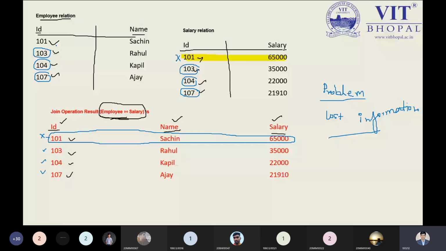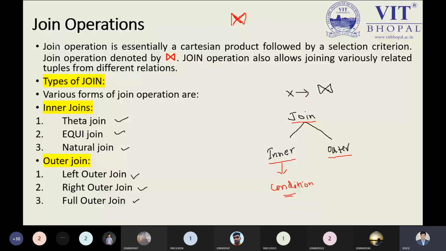Yes sir. Okay. So to overcome such a problem, we have an outer join. Before that, let me move to my slide here. So far we have seen the inner join. Inner join is totally based on the condition. Here we have seen the theta join, and in theta join, the theta has to be identified as a condition.